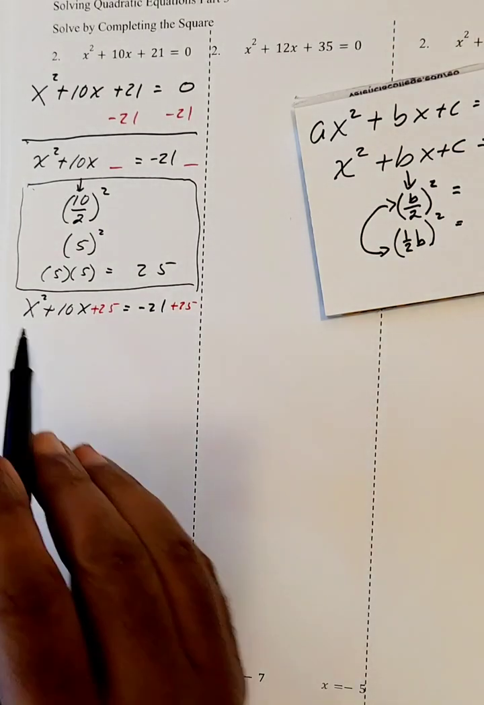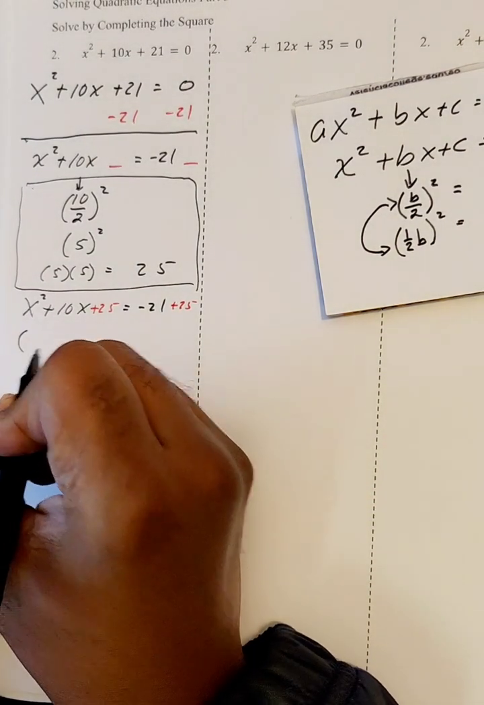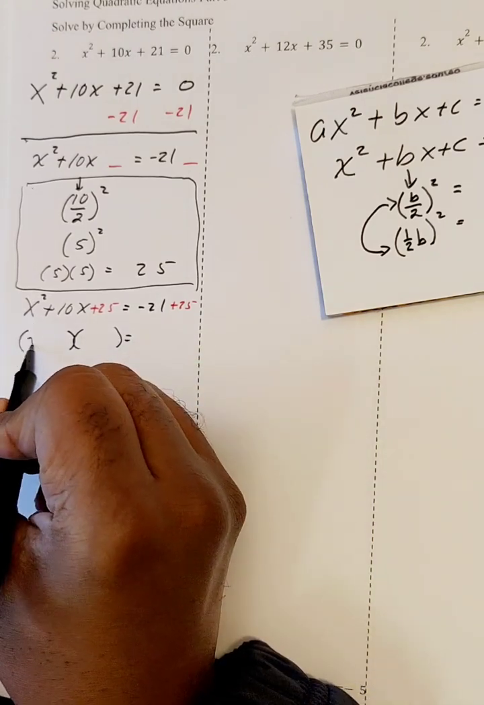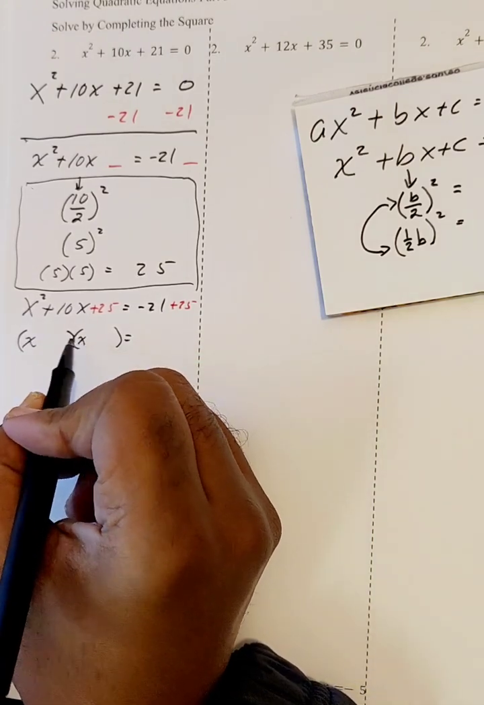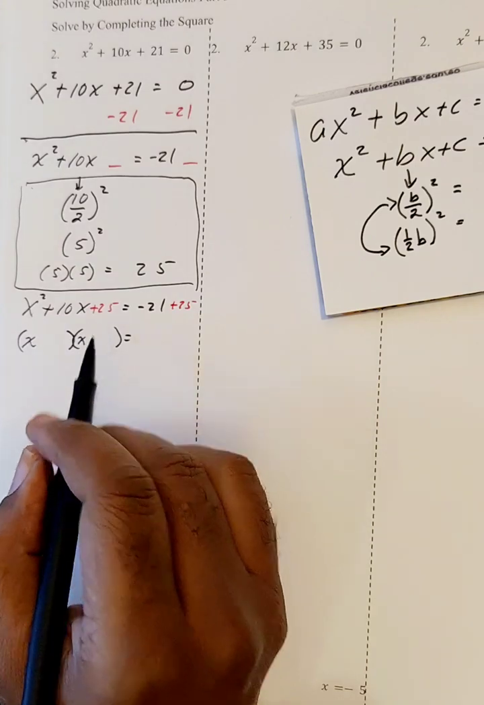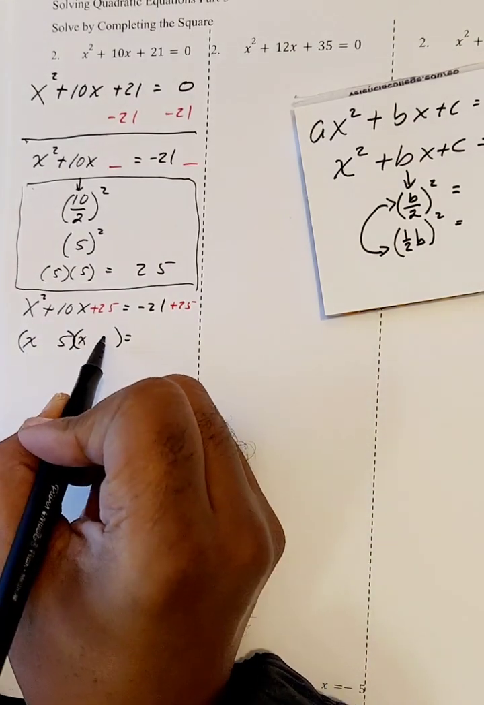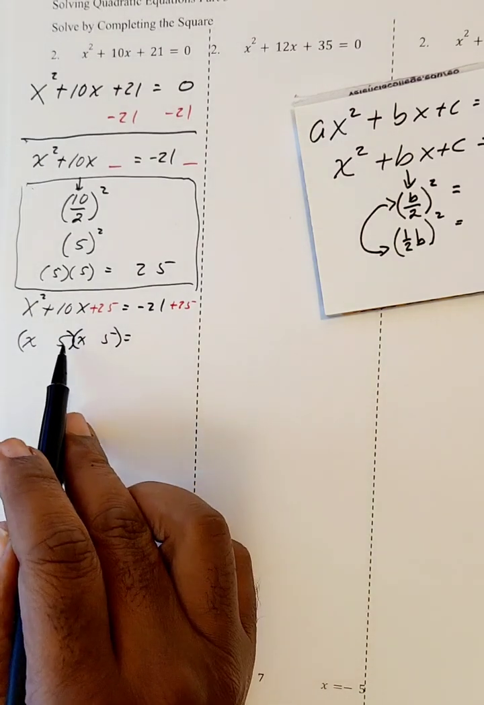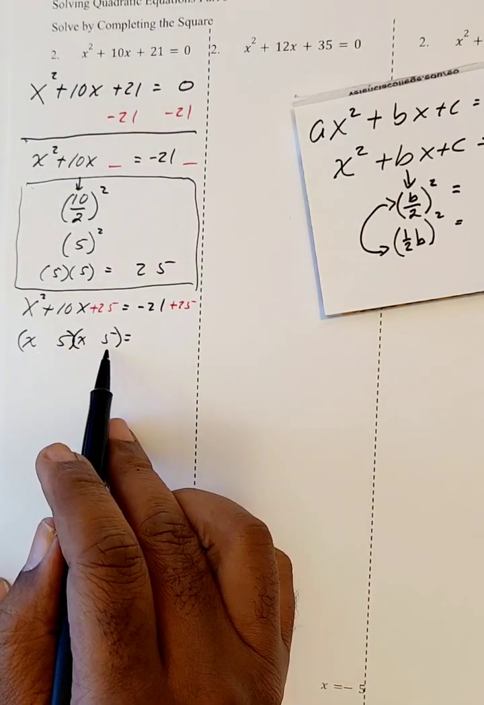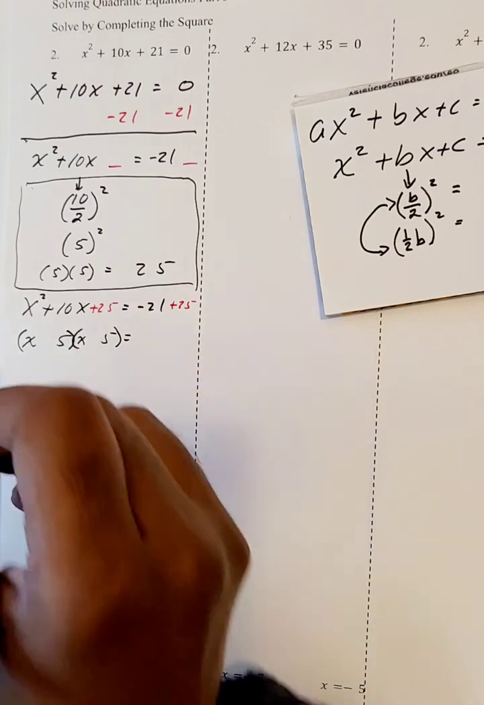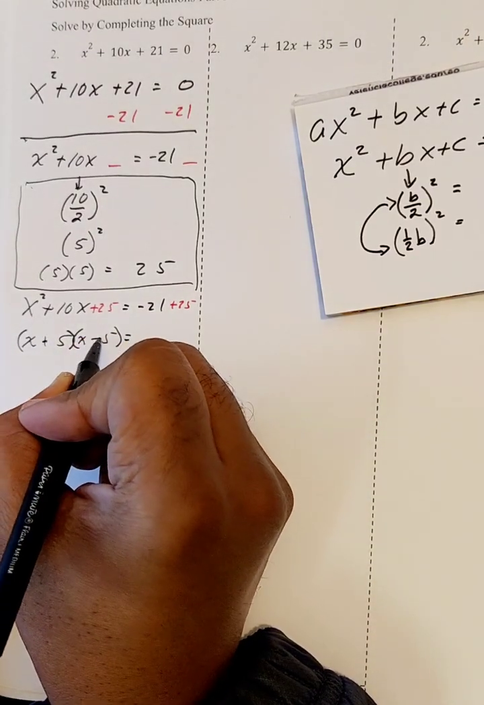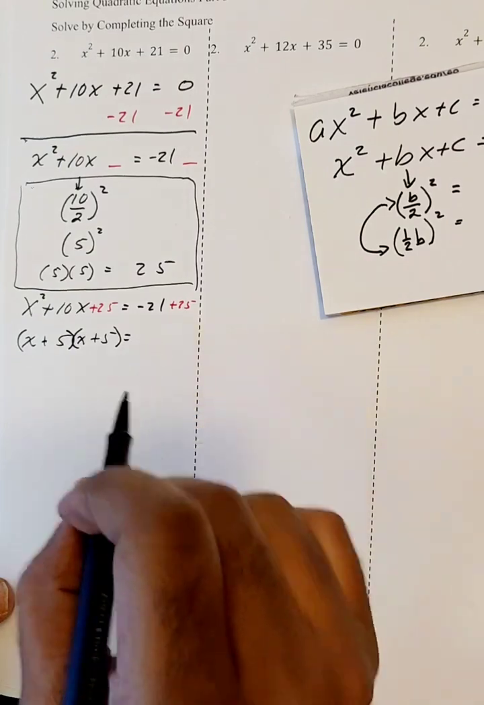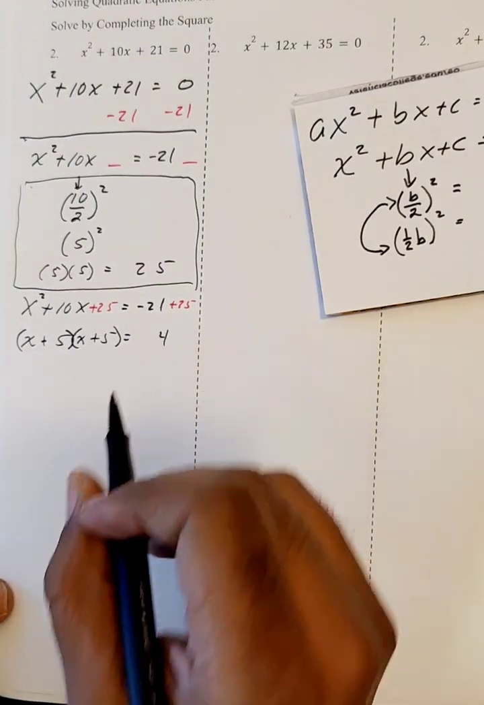Now, this will factor into two binomials. X squared factors into x times x. 25 will factor into 5 times 5. And we need 5x and 5x to give us 10x, same sign, so we use positive and positive. Okay. And then over here, we combine these two, and we get a 4.